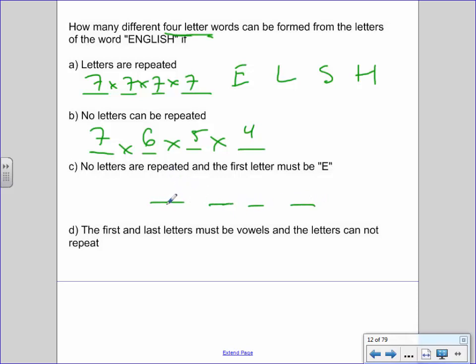How many choices do you have for the first letter? Yeah, because it has to be E, right? How many do you have for the second letter? 6. Because it used to be 7, but E is now used, so then it's 6 times 5 times 4.